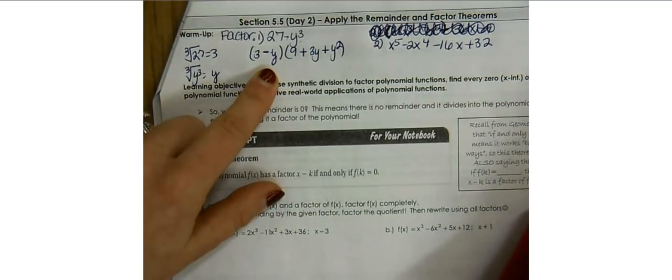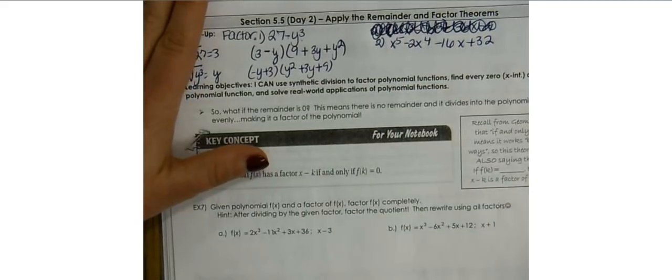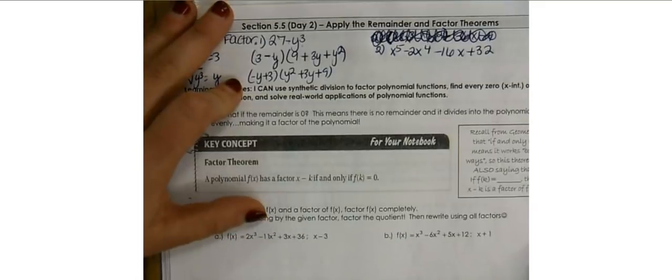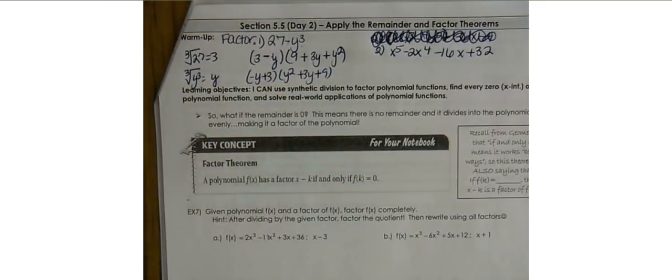If you want to rewrite it in standard form, that's fine. You can rewrite this as negative y plus 3 times y squared plus 3y plus 9. That's not a problem at all. I would accept either answer, especially if the problem started off not in standard form.